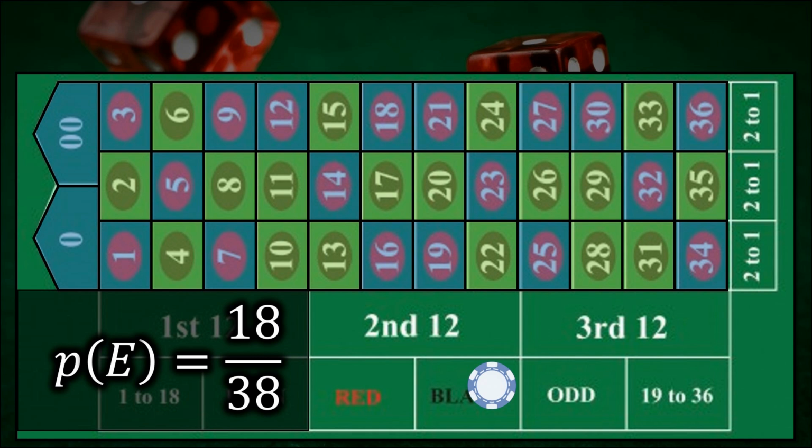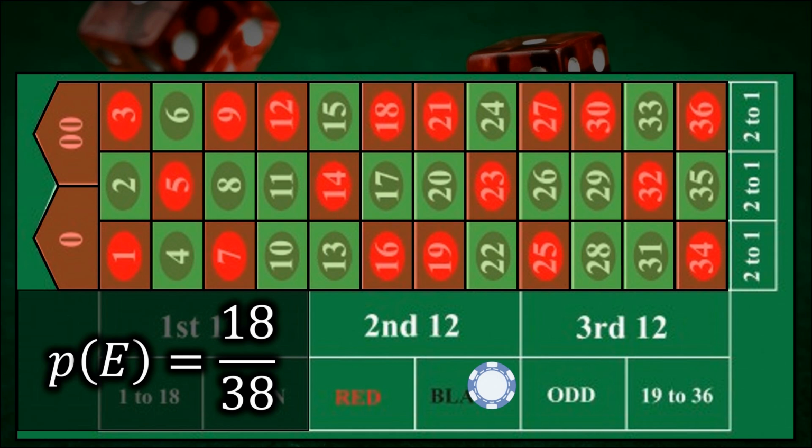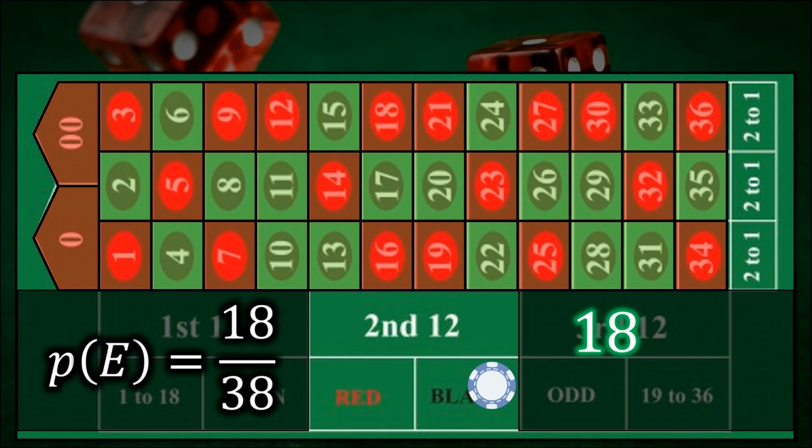Odds doesn't compare our 18 outcomes that are in the event to the total amount of outcomes. Instead, it compares them to all of the outcomes that are not in the event. And so the odds for this event would still be using that 18.